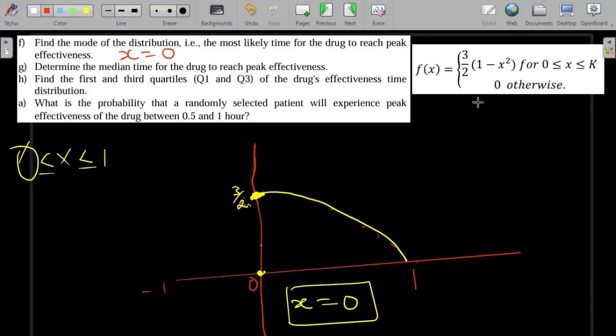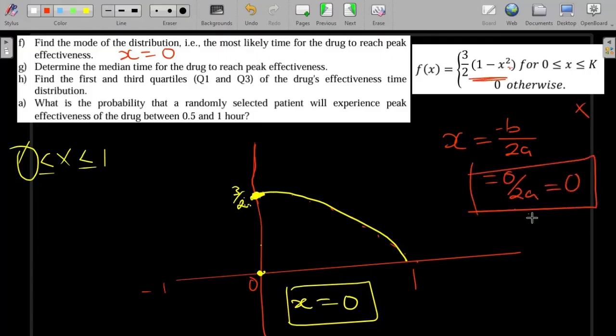So you just look for the value of x that will give you the highest probability. Whenever you're given a quadratic equation, just get the x-coordinate of the turning point, because we said the x-coordinate was minus b over 2a. In this equation, since we can't see the term with x, we said b was 0 over 2a, so this is 0. The x-coordinate of the turning point is the one that makes the probability the highest, so it becomes the mode. So the mode is just x equals 0.